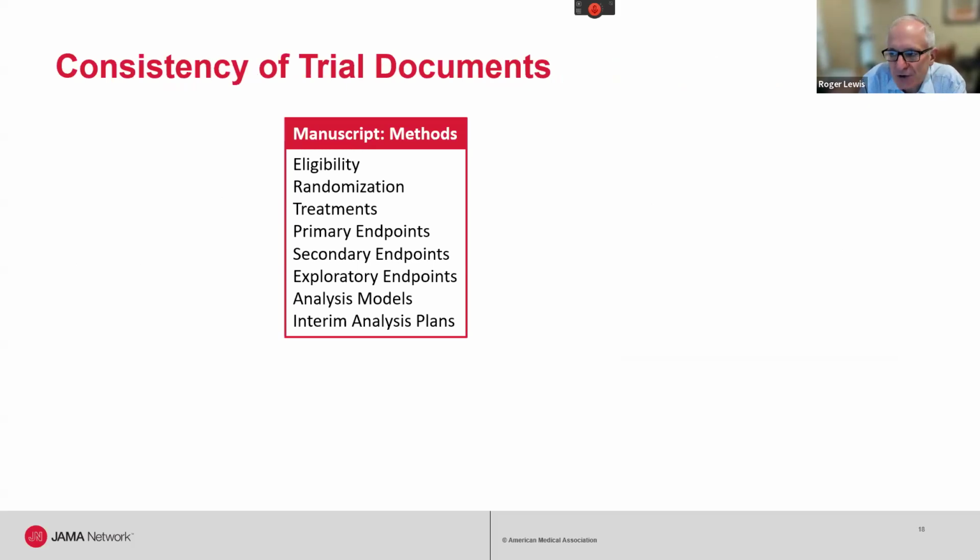So you send us a manuscript, and the manuscript has these rough areas: how you define the patient population, how you randomized, treated, what the endpoints were with a specific ordering of the endpoints, how you were going to analyze them, and if there was an interim analysis plan, say for futility or early stops for efficacy, what those analysis plans were. If the only thing we were able to look at was the manuscript, we would just have to trust you, the author, that this was in fact the pre-specified plan.